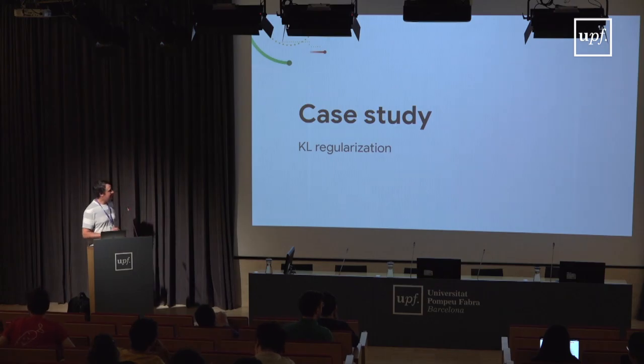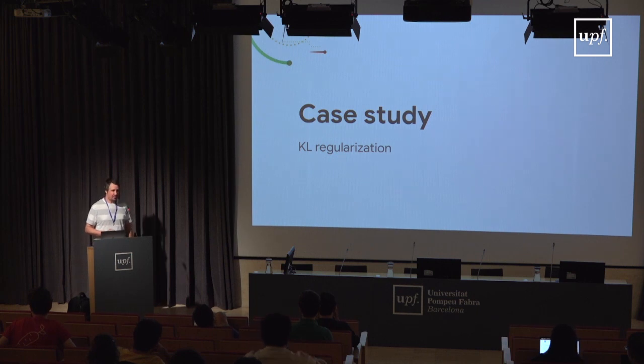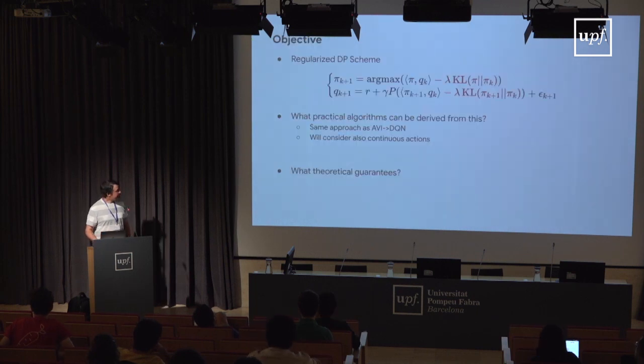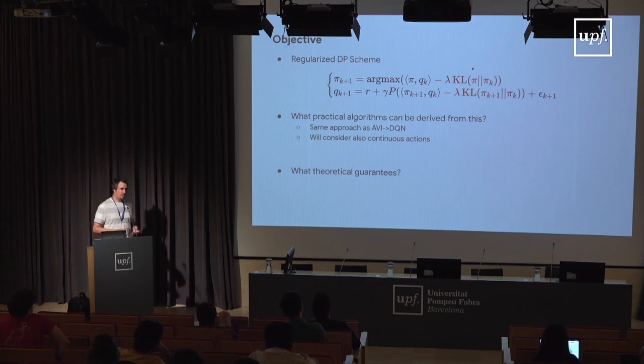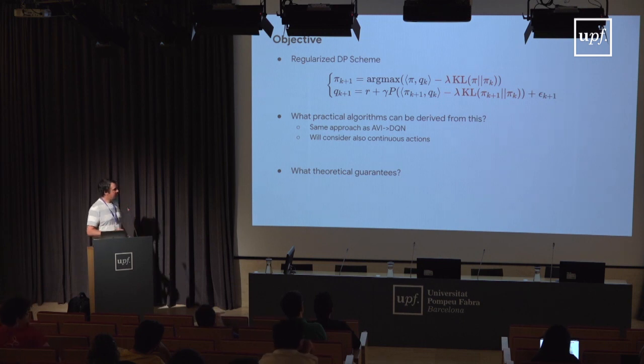OK, so now Kullback-Leibler regularization. We have the same scheme as before. I replace the entropy by the Kullback-Leibler regularization towards a previous policy. And same as before, we'll do the same approach. We'll skip maybe continuous actions.